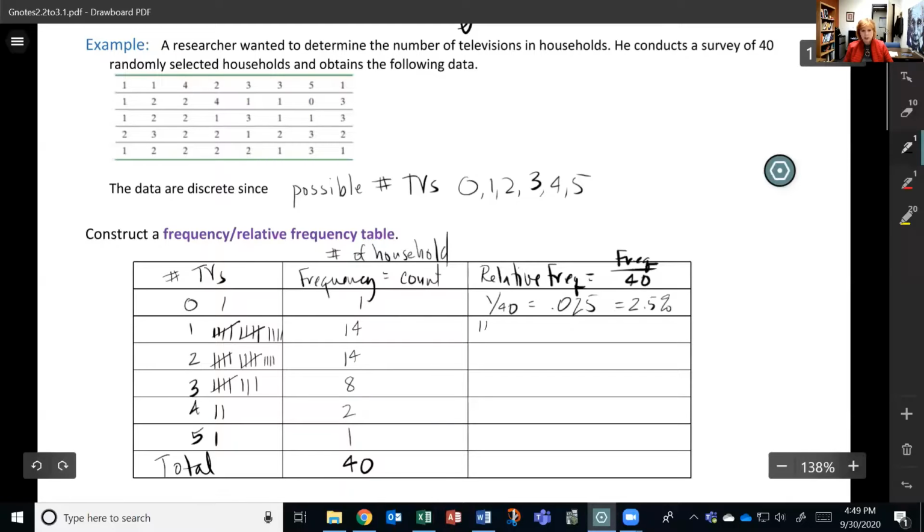Okay, so then I got 14 over 40. This guy is 0.35. Another 14 over 40. Well, let's go ahead and write them out. 0.35. 8 over 40 is 0.2. 2 over 40 is 0.05. And 1 over 40 is 0.025. If I add all these up, this is going to be 1. If I use percents, it would be 100% total. All right, so there's my frequency table for the number of TVs in a household.